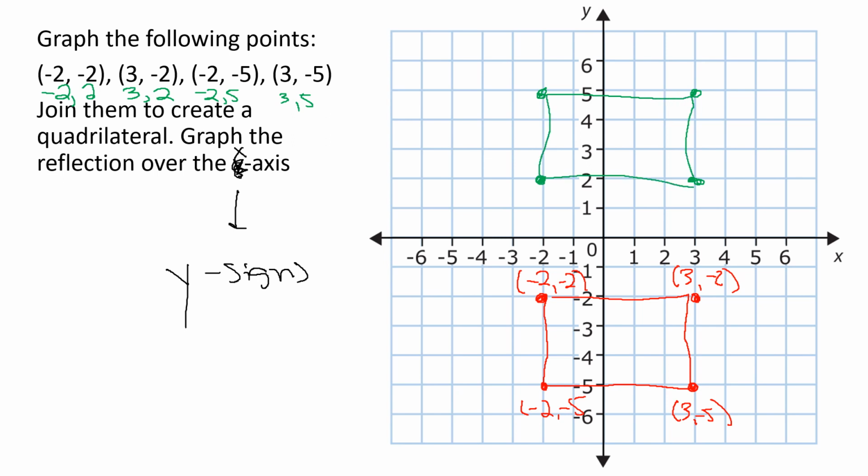And if I had drawn my line straight, I would have a mirror. It's like Pablo Picasso or somebody did this. If I had those lines drawn straight, I would have a perfect mirror image of that original shape. So remember, if you're flipping over the x, change the y value. If you're flipping over the y, change the x values. Okay?